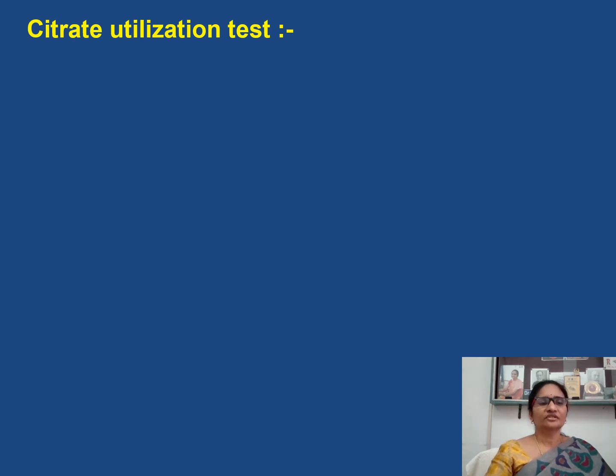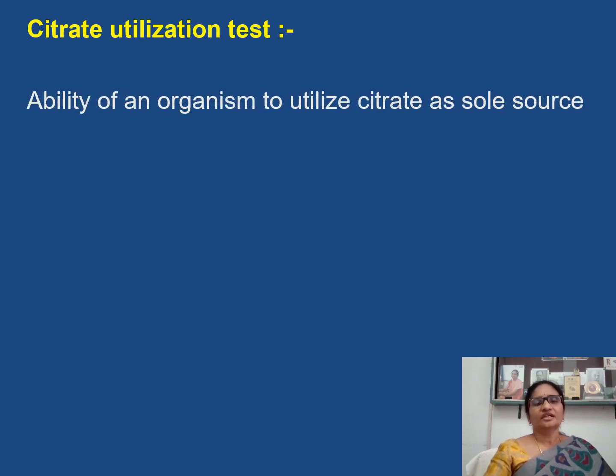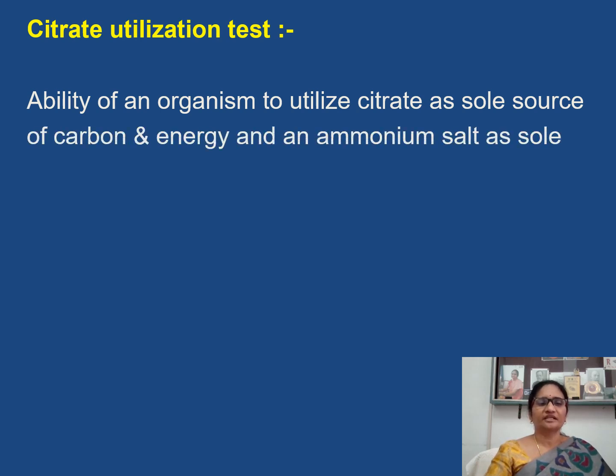Now coming to the fourth test in the IMViC reactions, that is the citrate utilization test. For the growth of any bacteria, certain minimum requirements are there. One is a water source. A carbon source should be there, coming from carbohydrate, and nitrogen is also required, coming from peptone. Carbon source, nitrogen source, and water should be there.